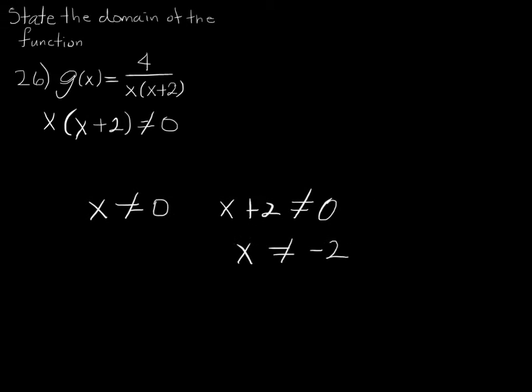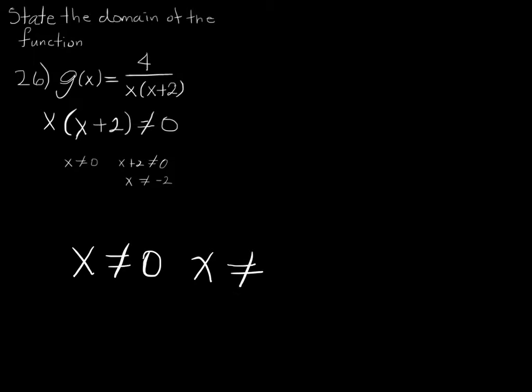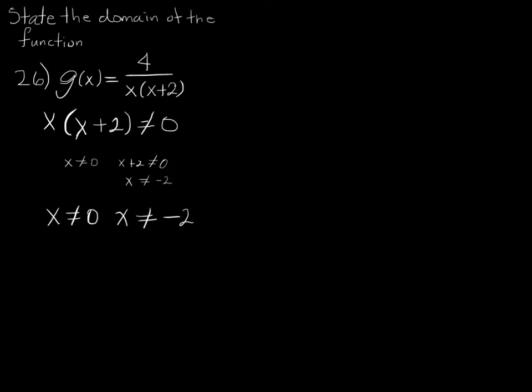So we have two values which are unacceptable or are not allowed in the domain of this function. Specifically, x does not equal 0, and x does not equal negative 2. All other numbers are acceptable, and we have our domain.